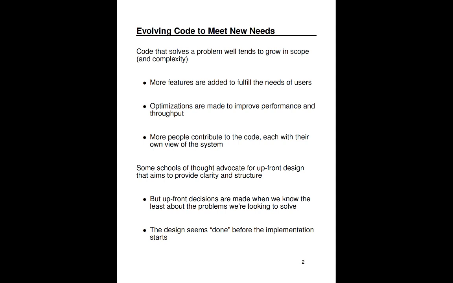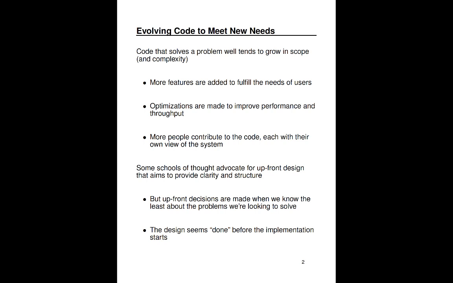All software aims to provide a solution to a problem that matters to somebody. And when that solution solves a problem well, people often want more from their software. And so software must evolve to meet the new needs of the people who use it. This often results in the code that implements the software growing in scope and complexity.